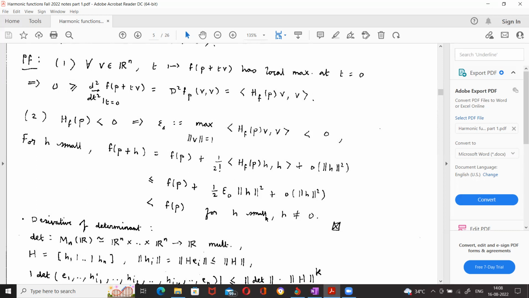Is this okay? Yes, sir. Okay, so therefore f has a strict local maximum if the Hessian is strictly negative definite.